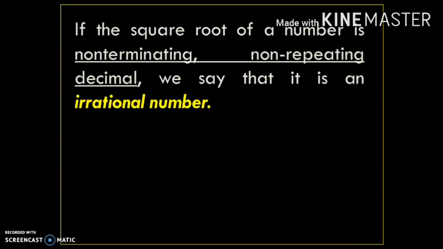If the square root of a number is non-terminating, ibig sabihin hindi tumitigil, dire-diretso, non-repeating decimal, di ba inalam natin ang difference between different types of decimal. We say that it is an irrational number. So, dapat tatandaan nyo yung mga diniscuss natin last time para kasi yan ay magkakadugtong, para bang spiral. Yung natutunan mo nung una, i-apply mo dun sa padulo.